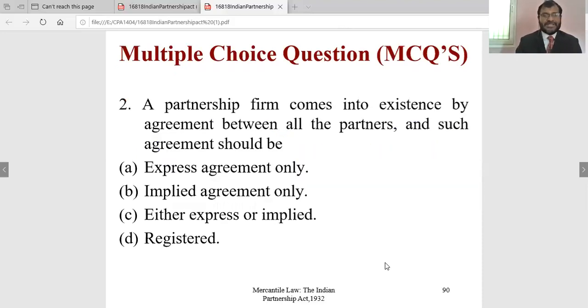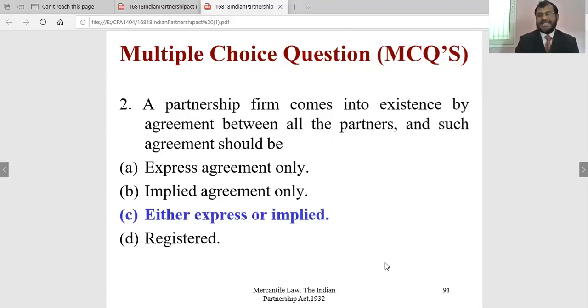Second multiple choice question. A partnership firm comes into existence by the agreement between all the partners, and such agreement should be A, express agreement only, B, implied agreement only, C, either express or implied, D, mixed. What is the question first? C, either express or implied.